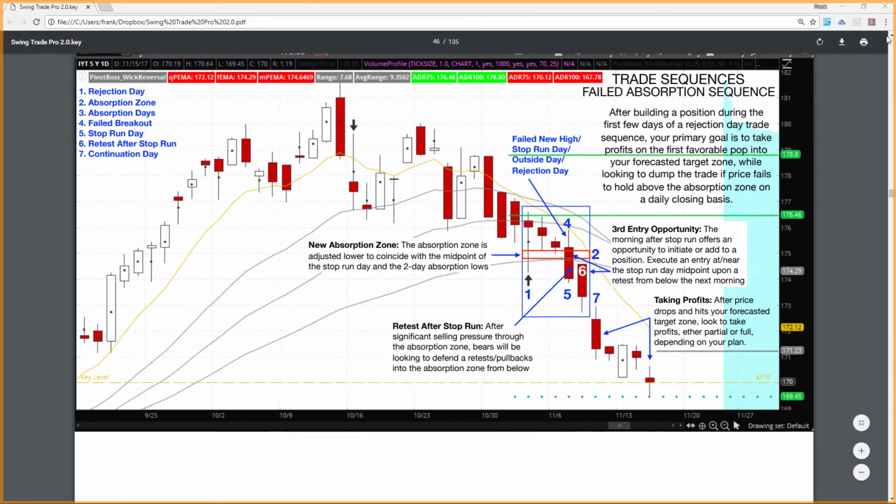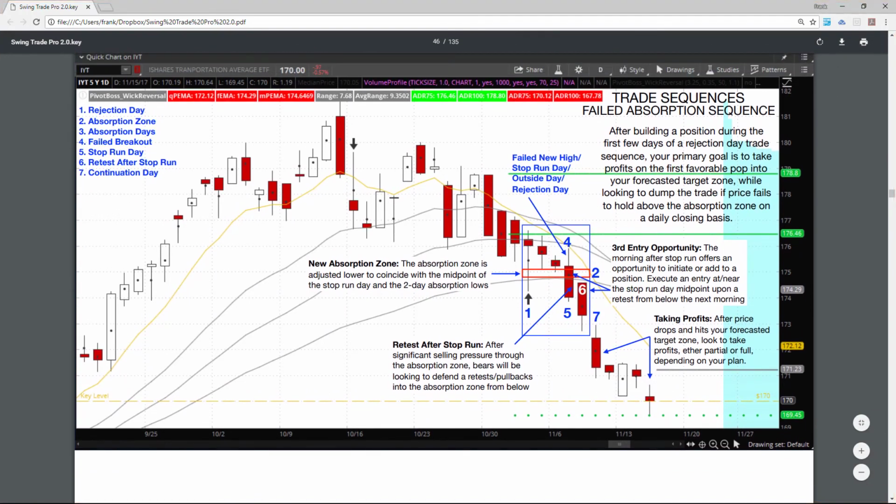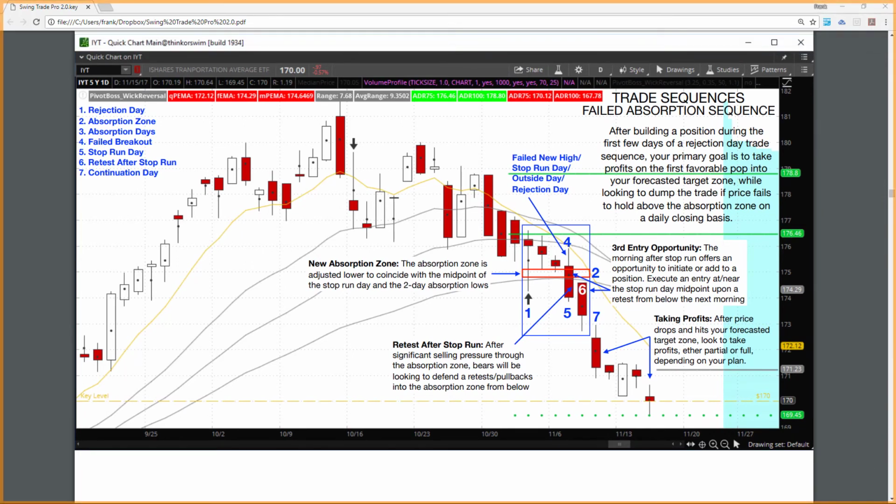And this is what a continuation looks like. So after building a position during the first few days of the rejection day trade sequence, your primary goal is to take profits on the first favorable pop into your zone. So again, you definitely want to see this thing drop in your favor. You want to be able to take profits along the way.